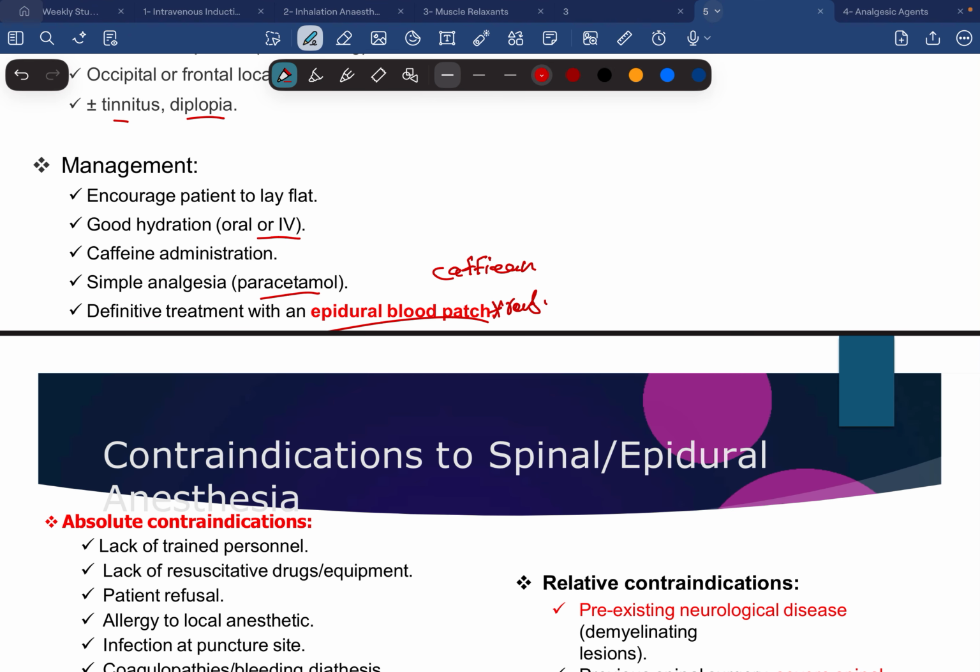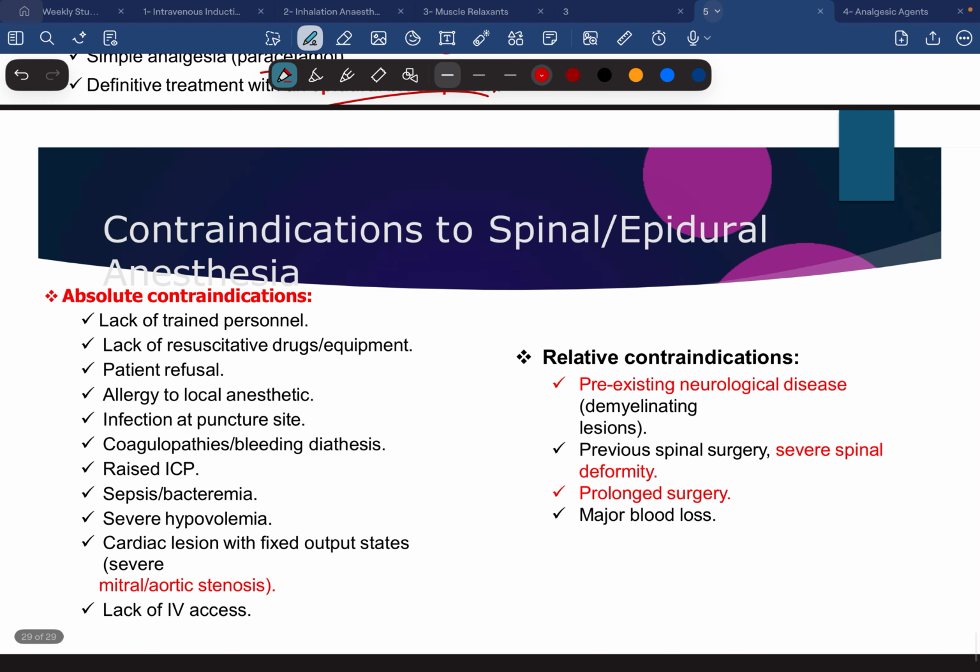We have absolute contraindications: lack of trained personnel, lack of resuscitative drugs, patient refusal, allergy, infection, coagulopathies. We've talked about almost every one of these. The only one that we didn't talk about is raised ICP.